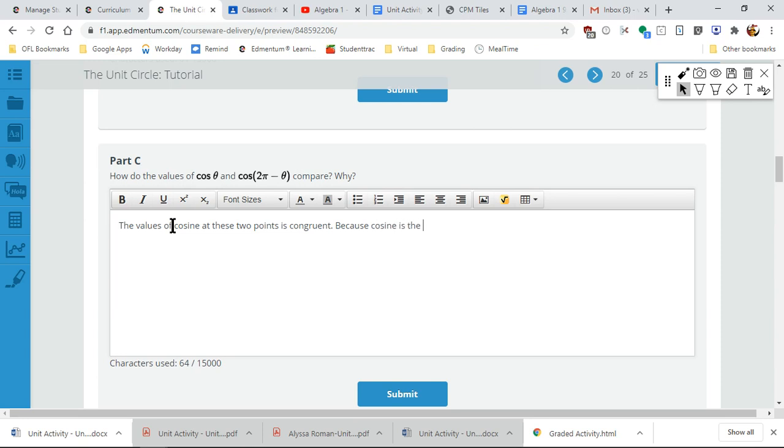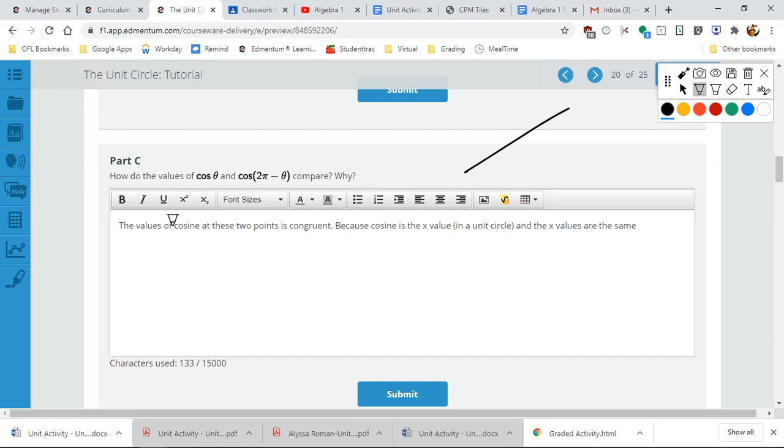Cosine is the x value and the x values are the same. Cosine is the x value in a unit circle. It's not always the case. It just only works in a unit circle. That's why we learn the unit circle, because if we know the unit circle, we can apply it to anything.